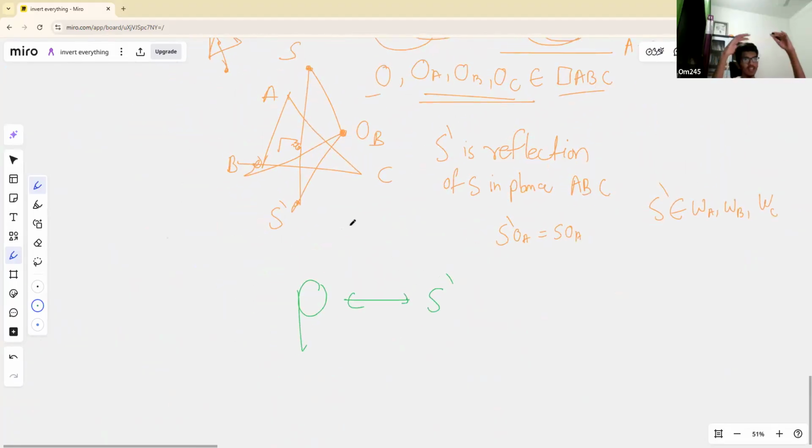So P is the intersection of three tangent planes and it will map to S dash, which is a reflection of S in plane ABC because the centers are on ABC.